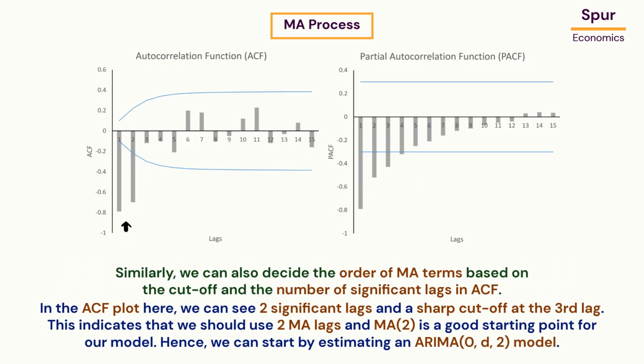Similarly, we can also decide the order of MA terms based on the cutoff and the number of significant lags in ACF. In the ACF plot here, we can see 2 significant lags and a sharp cutoff at the third lag. This indicates that we should use 2 MA lags and MA2 is a good starting point for our model. Hence, we can start by estimating an ARIMA 0-D-2 model.